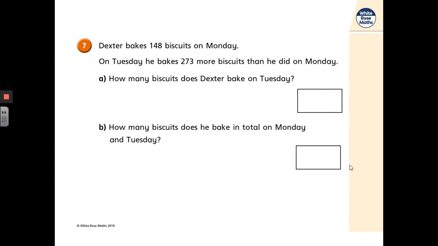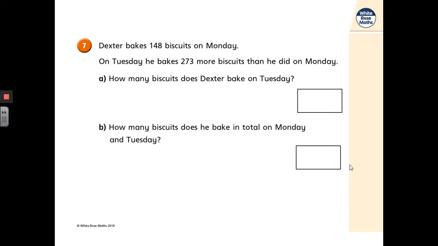Number 7. Dexter bakes 148 biscuits on Monday. On Tuesday, he bakes 273 more biscuits than he did on Monday. How many biscuits does Dexter bake on Tuesday? Now, you need to read this carefully and think, Dexter bakes that many on Monday and then he bakes that many more on Tuesday. So is it saying that you're adding these two together, or is it saying you need to do something different? So think carefully about what you need to do for that question.